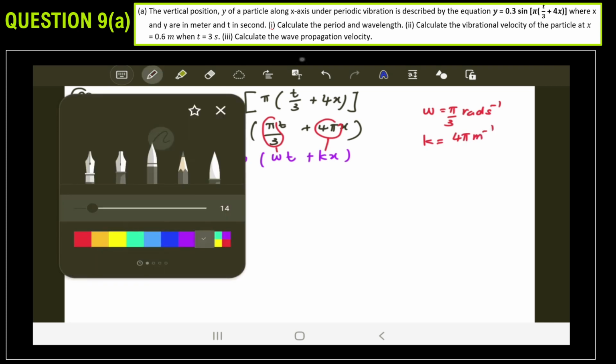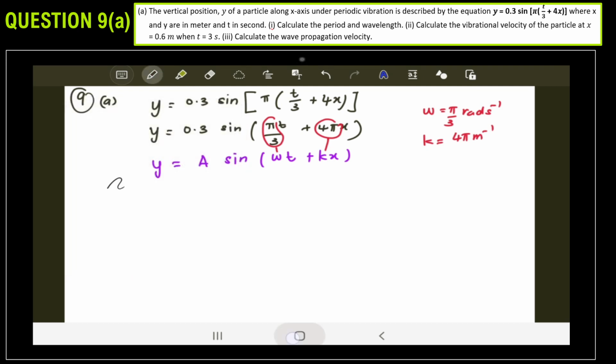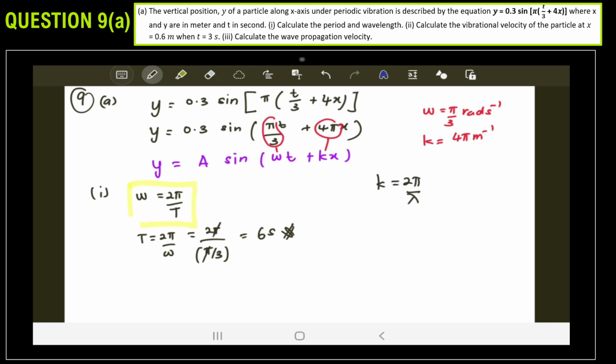The first question: calculate the period and the wavelength. Since we know that omega is equal to 2 pi over T, we can find T is equal to 2 pi over omega, which is 2 pi over pi over 3. Cancel, so this should be 6 seconds. For the second part, we want to find the wavelength. As we know, k is equal to 2 pi over lambda. Therefore, lambda is equal to 2 pi over k, which is 2 pi over 4 pi. So we can cancel, and it is equal to 0.5 meter.